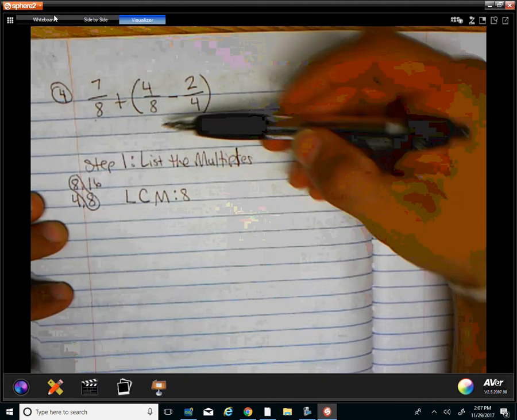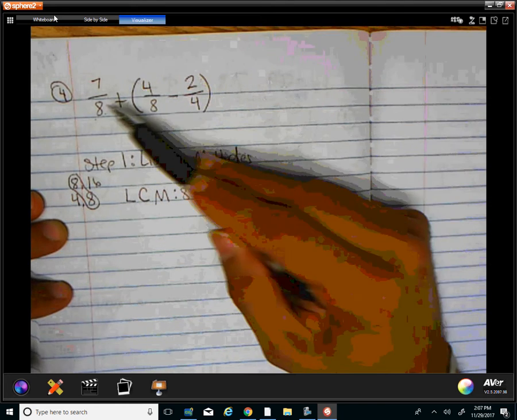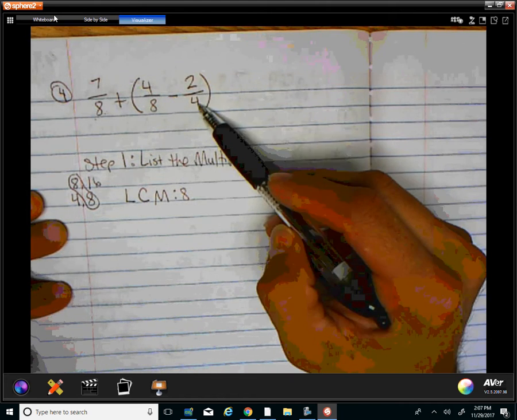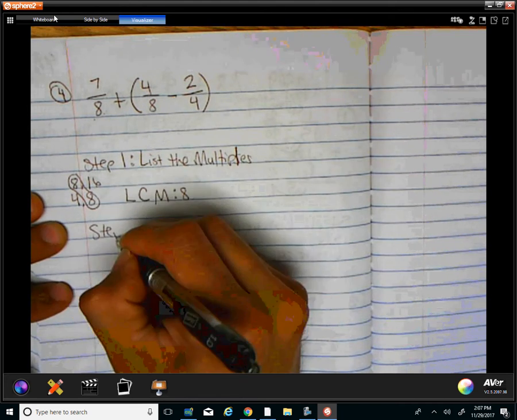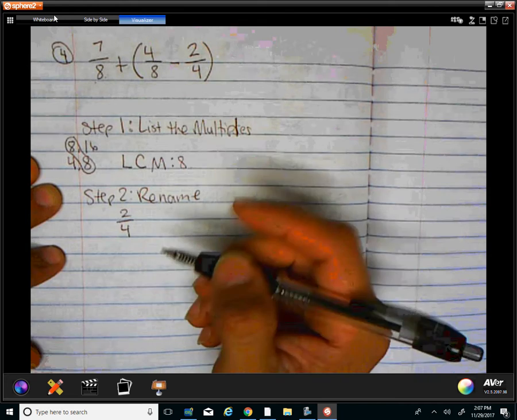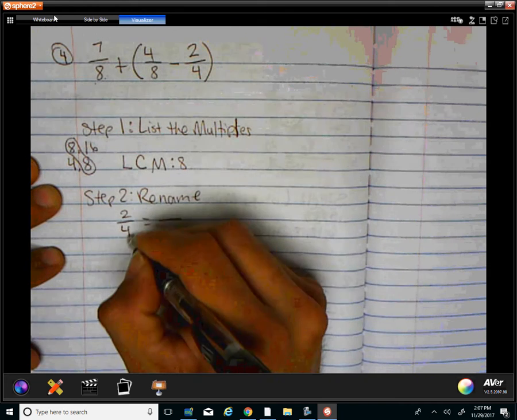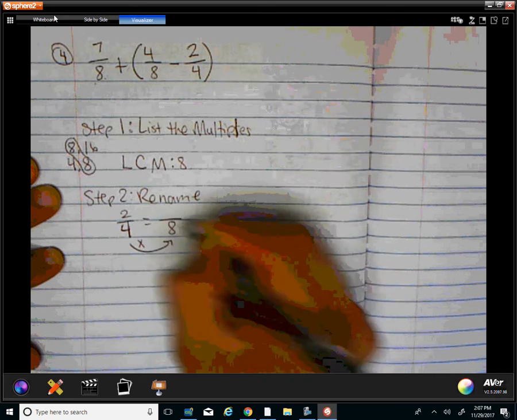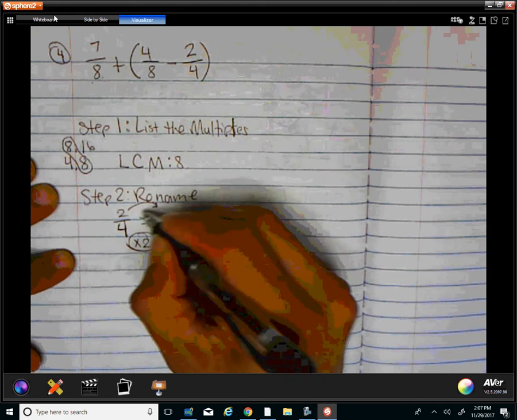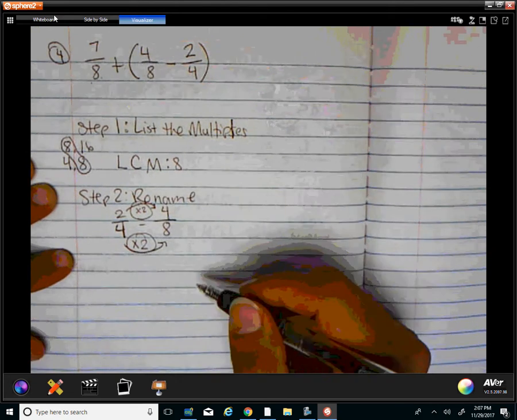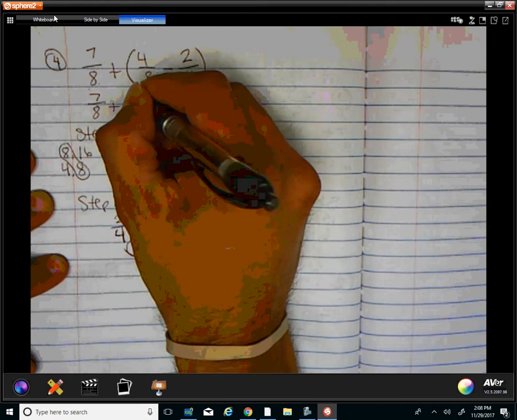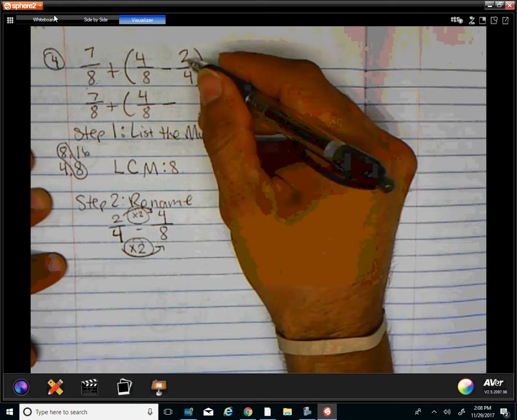If you look at your fractions, you want the denominators to be 8. These two already have an 8, so you do not have to rename these. So for step 2, you just have to rename 2/4. 4 times what is 8? Yes. So the same thing to the numerator. 2 times 2 is 4. So you could rewrite this as 7/8 plus 4/8 minus, instead of 2/4, use 4/8.